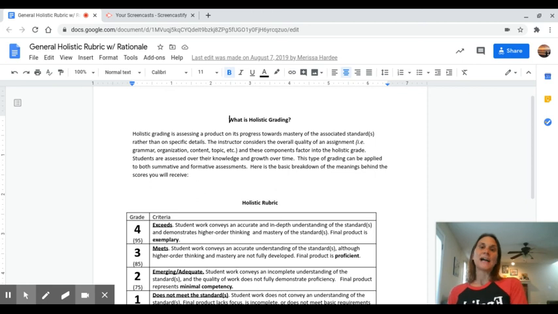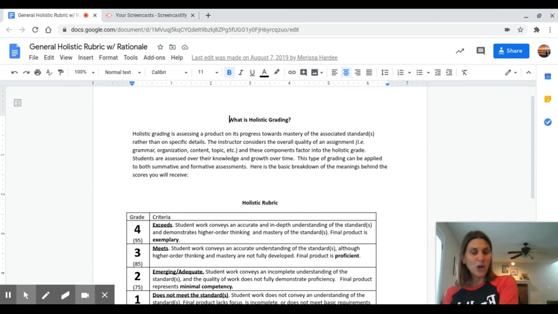Whatever standards I'm looking for, I'm looking at them all together, right? I'm looking maybe at your grammar, your organization, your content, your topic, all of the standards that we're covering for that assignment, I'm looking at once. And these components factor into a holistic grade. So I'm not going to take off like 2 points for every comma or something like that. I'm going to look at your understanding of grammar as a whole.